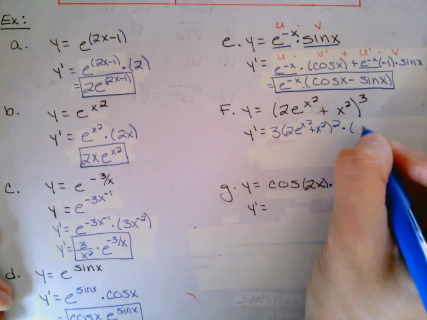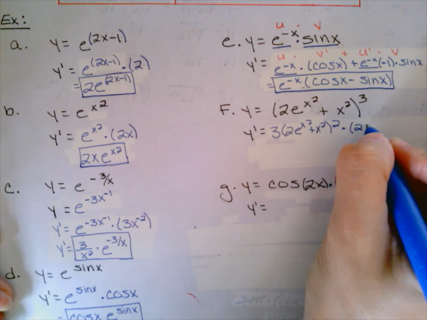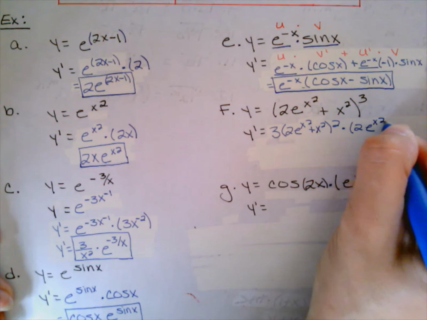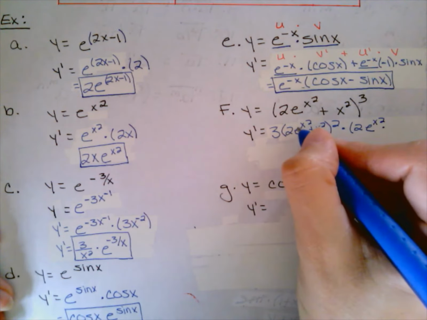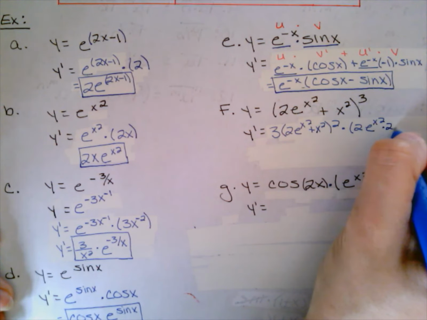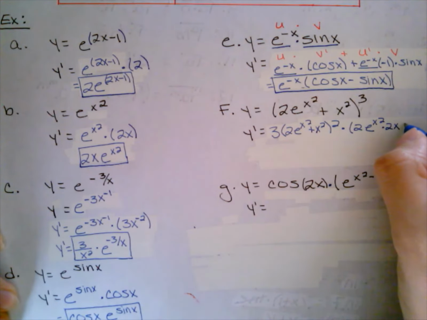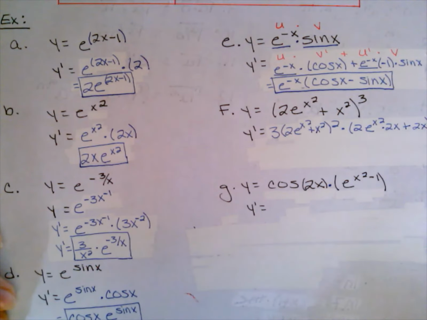That 2 is a coefficient that I can just bring down. E to the x squared is rewrite, so e to the x squared times derivative of the exponent. So derivative of x squared is 2x. And now we have plus derivative of x squared again, which is 2x. Okay?